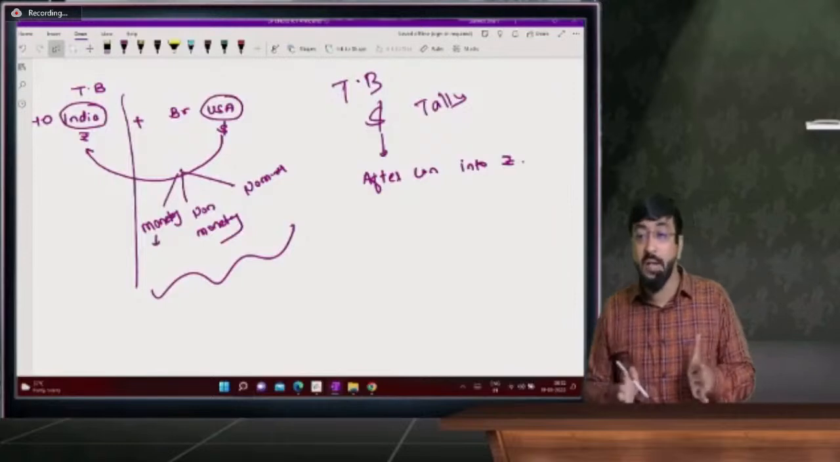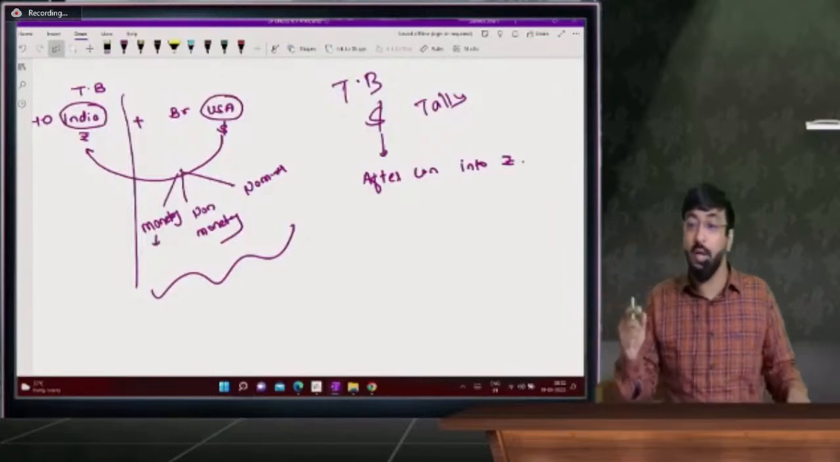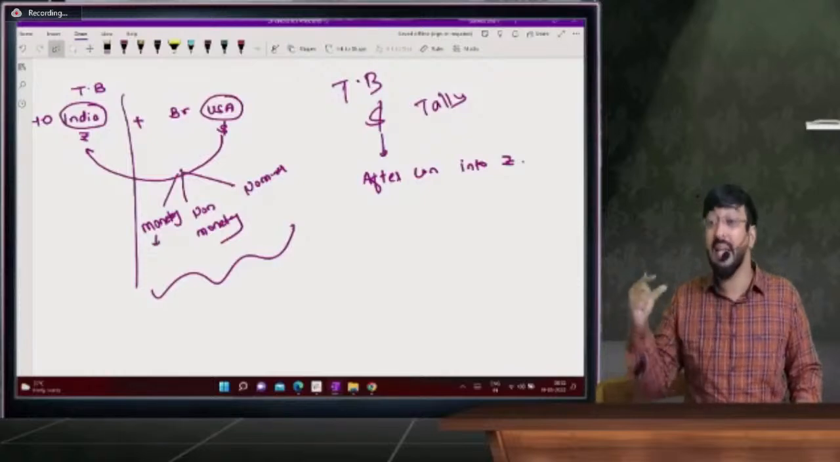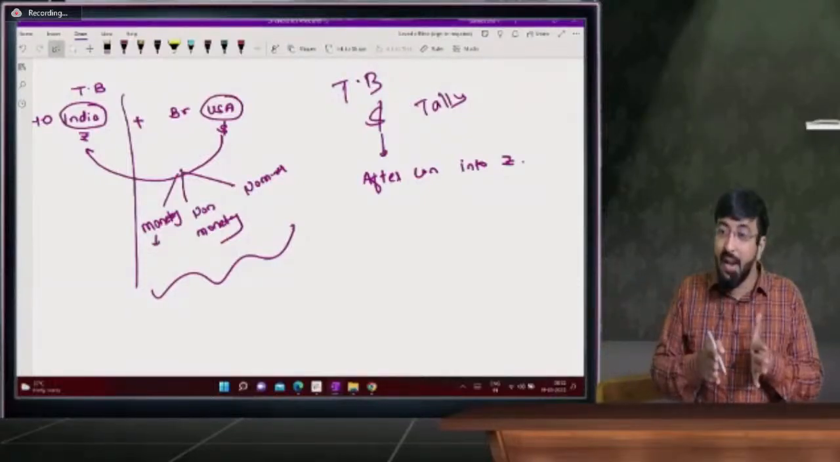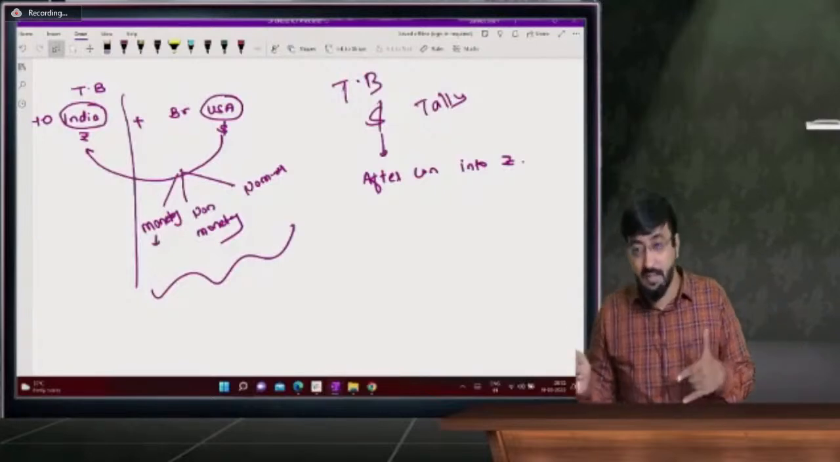Now what is monetary? Monetary is a fixed, determinable amount. For example, debtors, creditors, cash. Whatever balances are in the balance sheet, you are going to receive it, or you will pay it, or it is a cash balance that you have, or a bank balance.